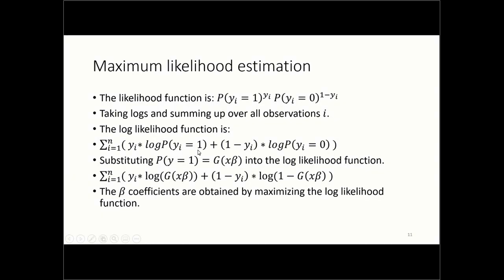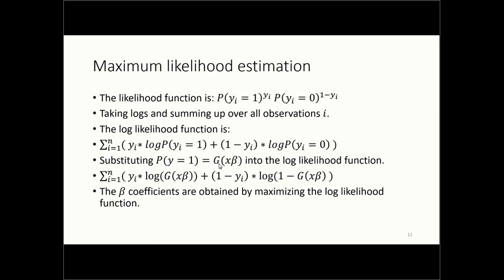We're taking basically the logs of this expression and we're summing it up over all the i's, over all of the observations. So now we're almost done. One more step. The final step would be to substitute probability of y equals 1 equals g of x beta. This is basically our functional forms that we talked about.